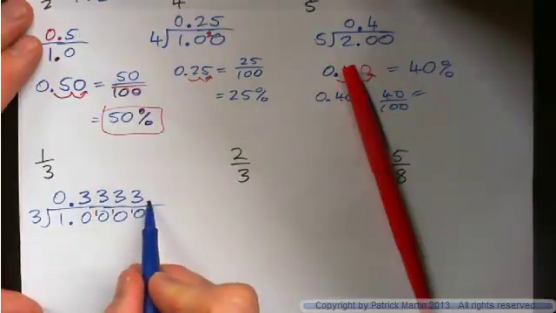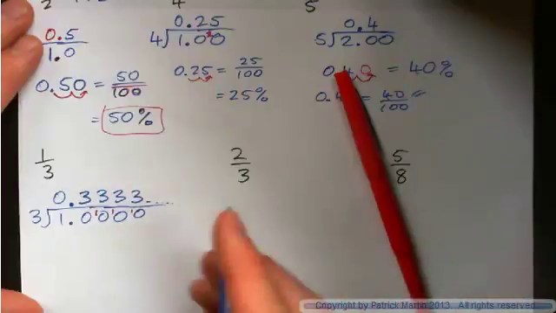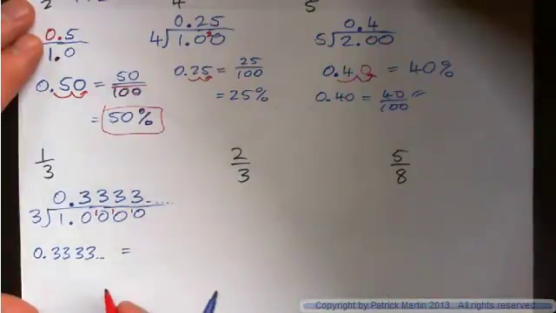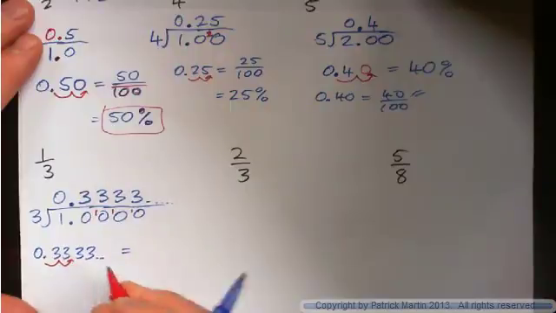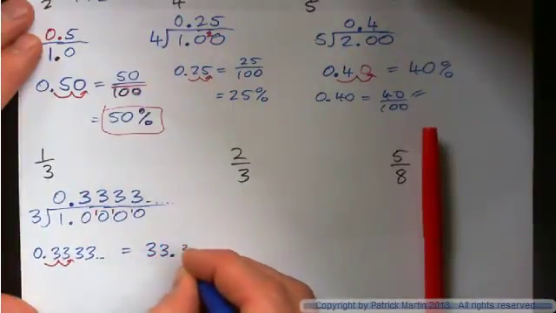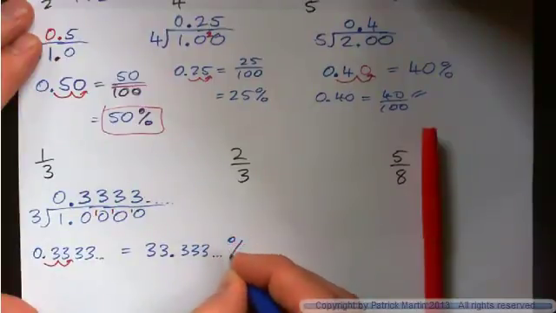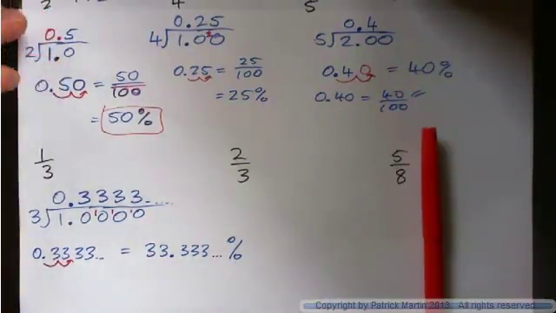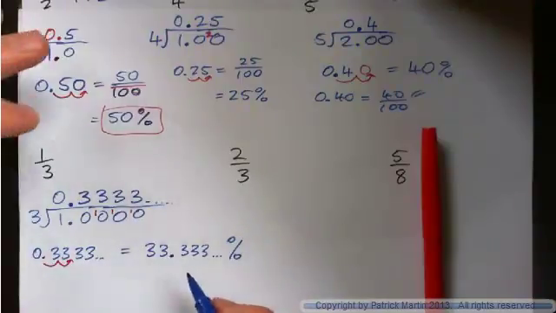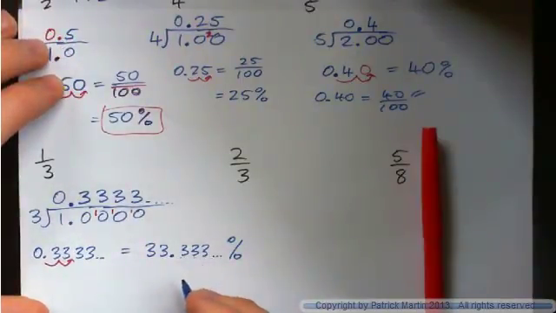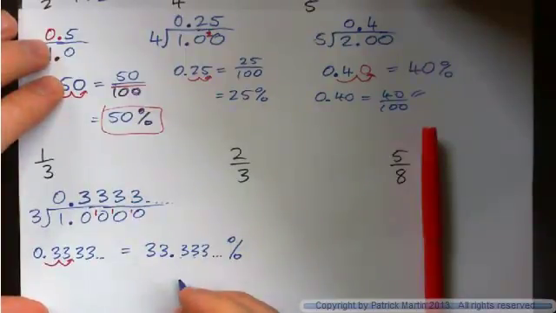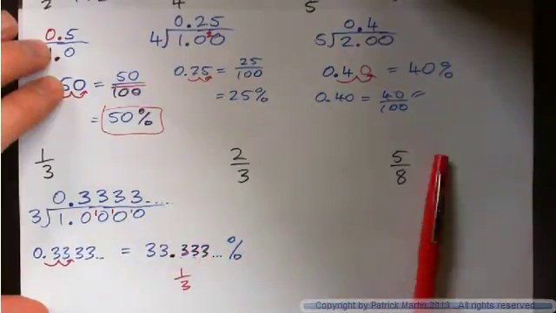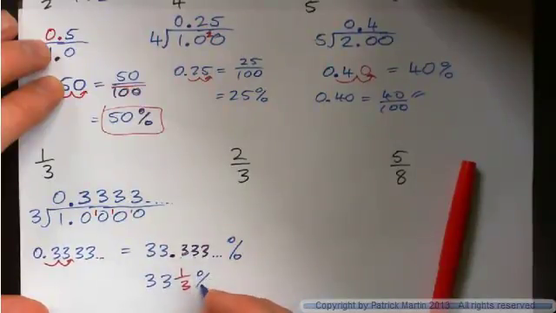So I have 0.333333. To turn this into a percentage, I need to move the decimal point 2 spaces to the right, and that gives me 33.333%. Okay, because the 3's keep continuing, right? Now the 0.333333 part, you might recognize that as 1/3. So the 0.333 is actually 1/3. So this is 33 1/3%.